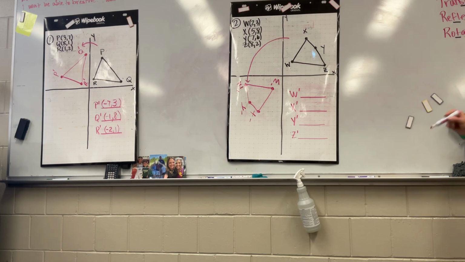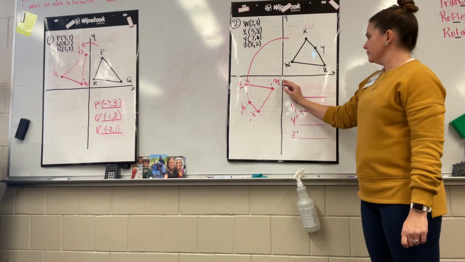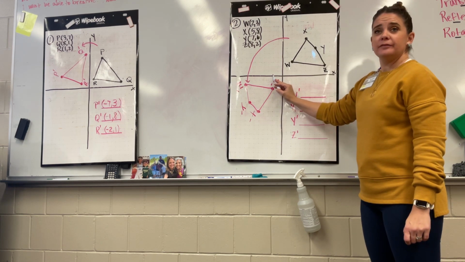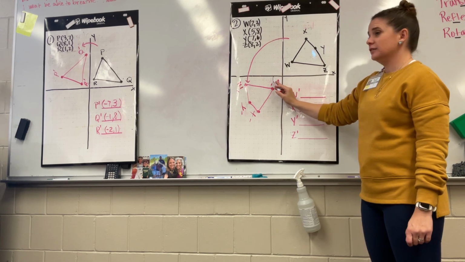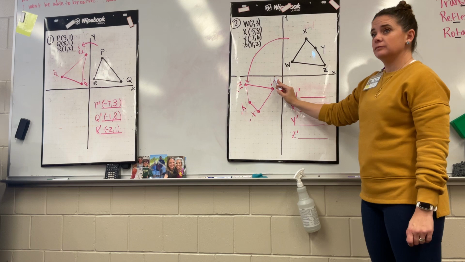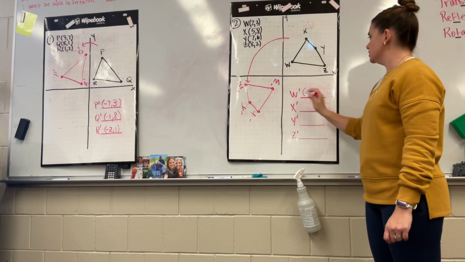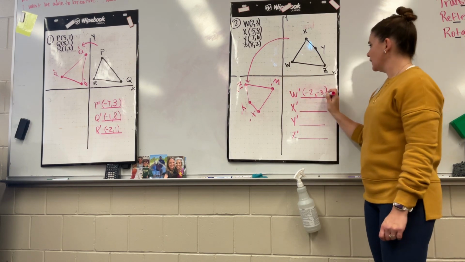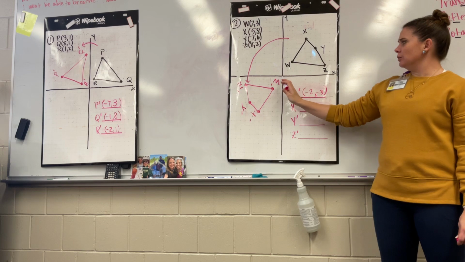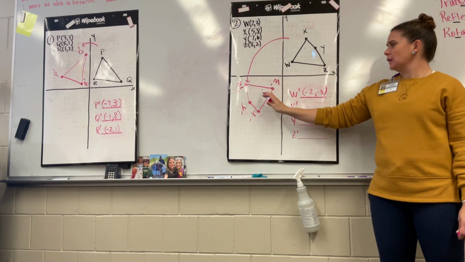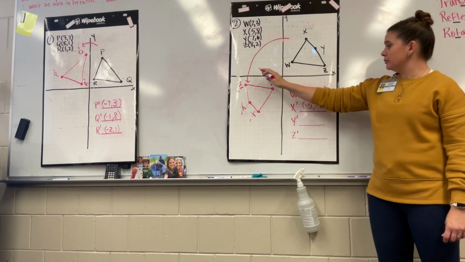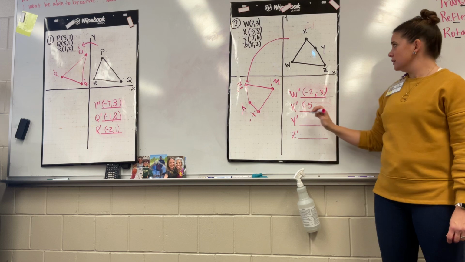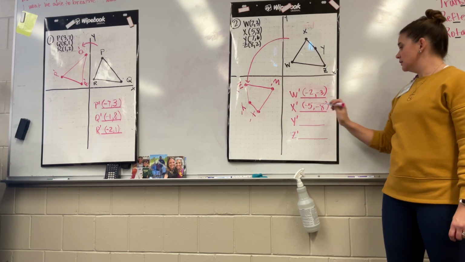All right, W prime. On the x-axis, what's our number? This coordinate right here. What's this number right here? -2, and then we go down to -3. X prime. If we go left, we get to what number? -5, and then we go down until we're at -8.